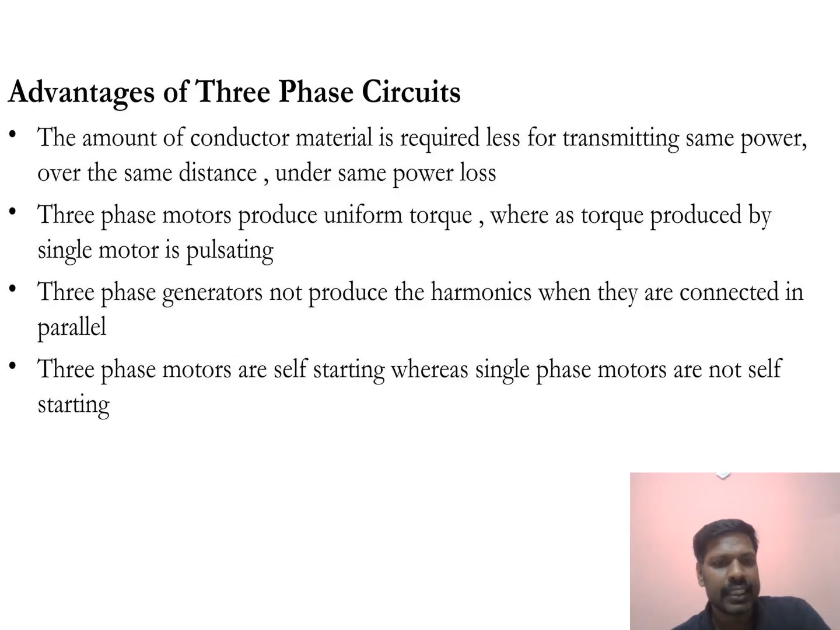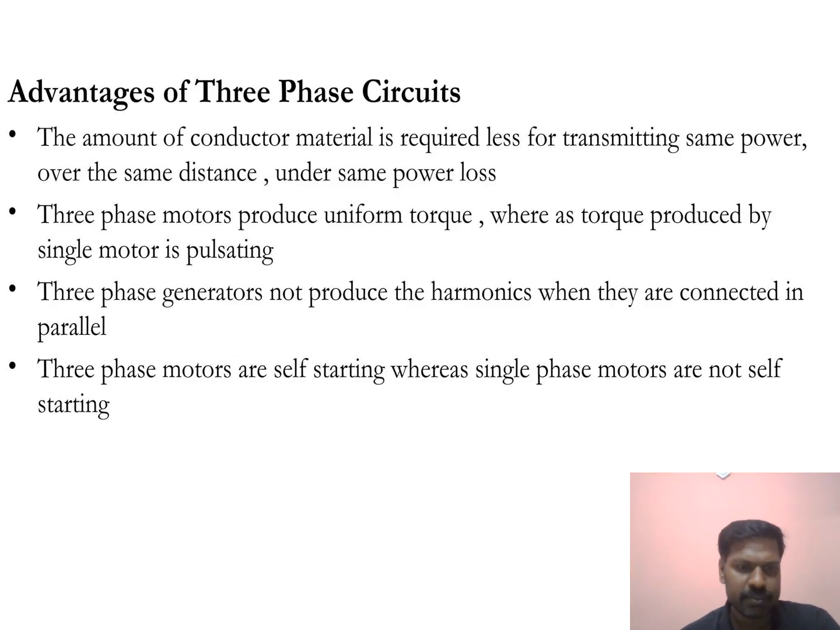In transmission lines, the three-phase system requires less conductor material than the single-phase system for the same power and loss. Three-phase motors produce almost uniform torque, whereas single-phase motors produce pulsating torque, which can cause vibration and less smooth operation.